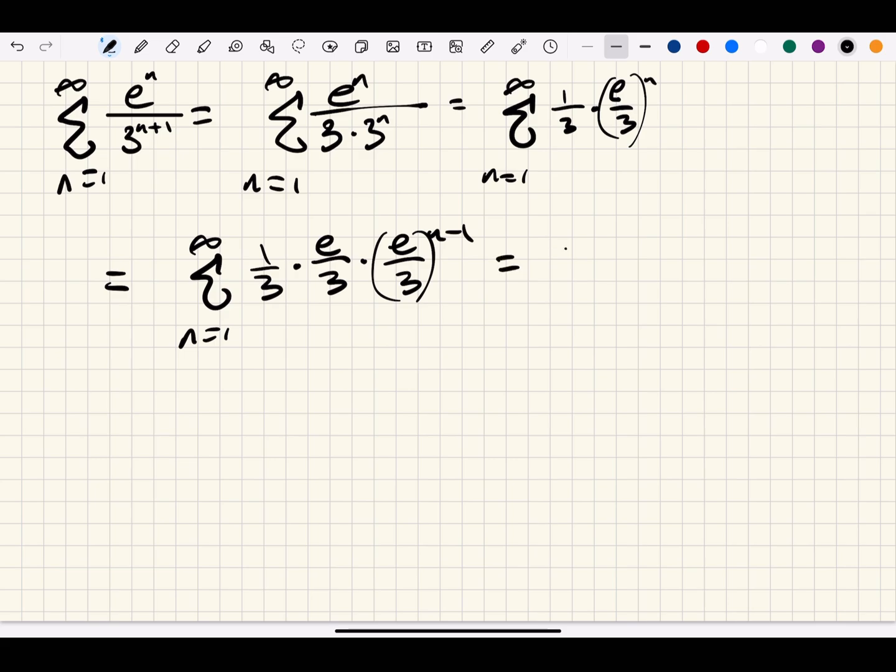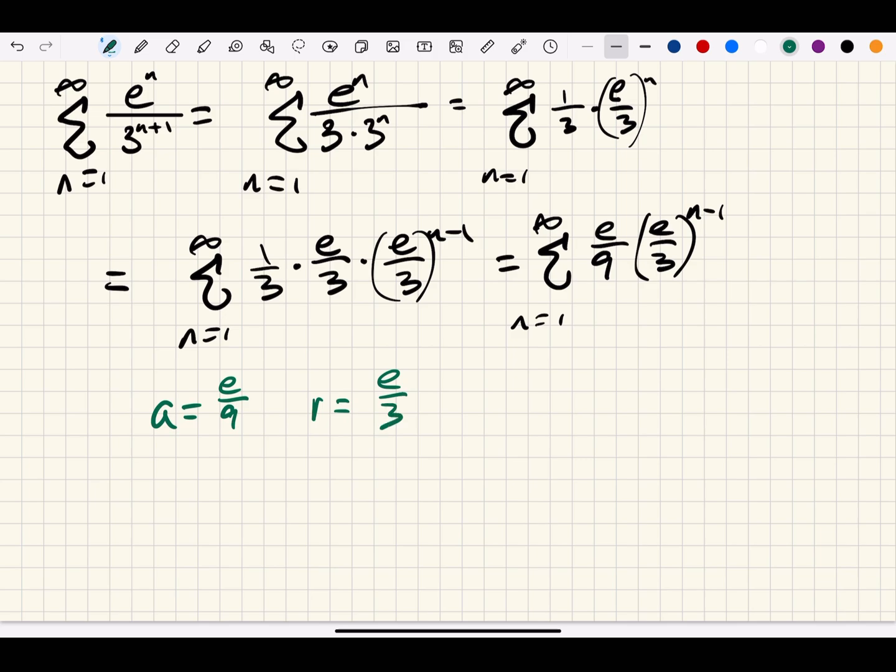So let's see, cleaning that up a little bit. We have the sum from n equals 1 to infinity of e over 9 times e over 3 raised to the n minus 1. Now, am I in a geometric form? I am. Okay, so let's identify what A and R are. A is going to be e/9, and R is going to be e/3.